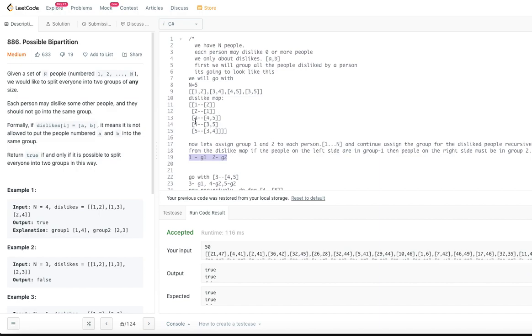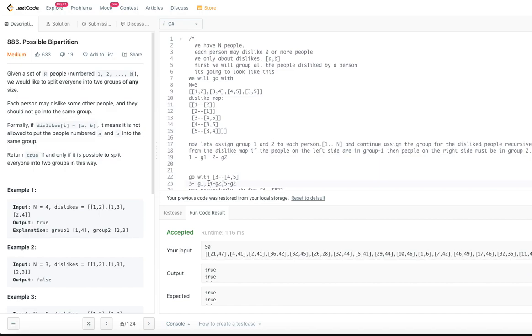And then 3. 3 dislikes 4 and 5, so 3 should be in one group and 4 and 5 should be in another group. Let's say 3 goes to group 1 and 4 goes to group 2 and 5 also goes to group 2, because 3 dislikes 4 and 5, right? So now we prepared that.